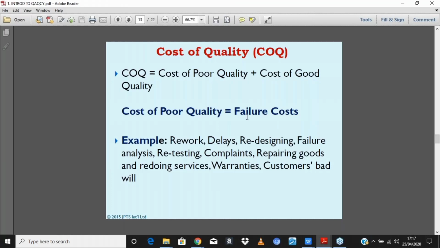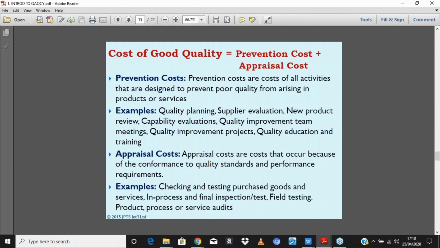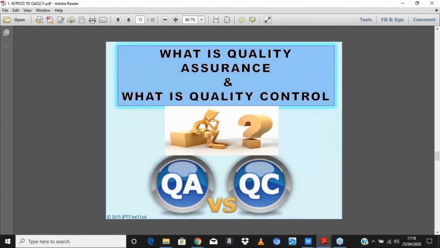And we looked at examples of poor quality, what poor quality brings about. We said it brings about reworking, delay, redesigning. It can even cause death sometimes when you produce a bad product that people consume, like drugs, and it causes a lot of problems. Then we looked at the cost of good quality, then we defined quality assurance and quality control.